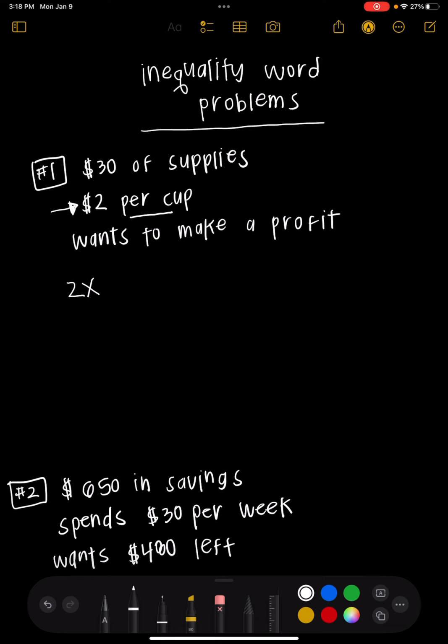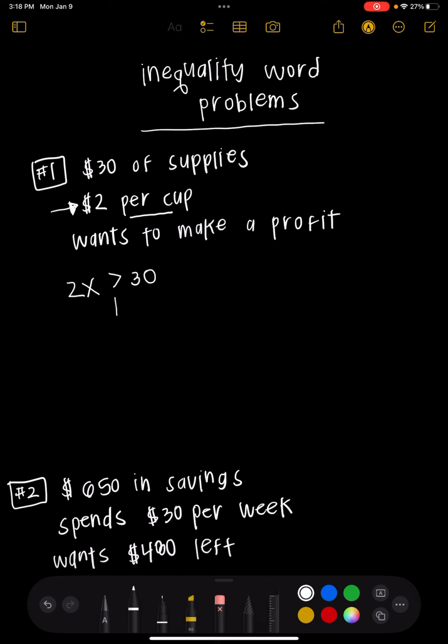Now, the other thing that I know is that I've purchased $30 worth of supplies. So if you remember, we want to make a profit. If I've already purchased $30 worth of supplies, that means I'm down $30 already. So we want this 2x to be greater than the $30 that we've already spent. This is what we made, this is what we spent. We want what we made to be bigger than what we spent. So now what we have to do is actually solve this.